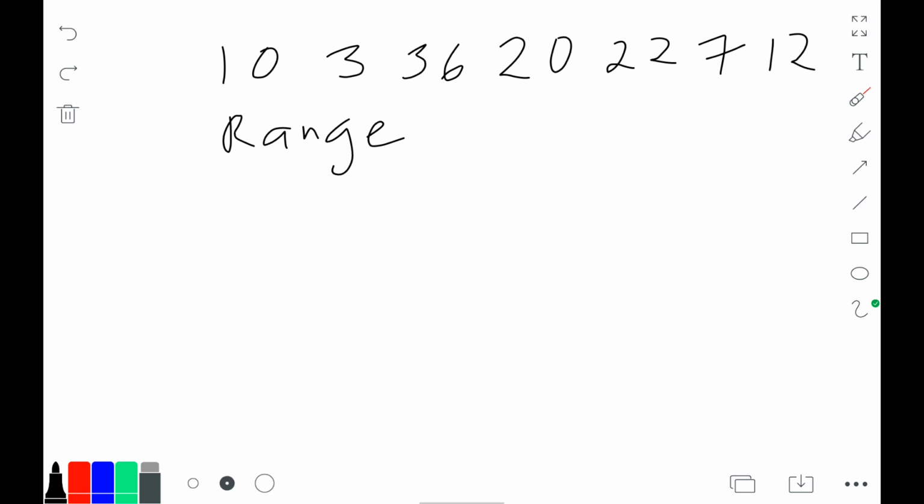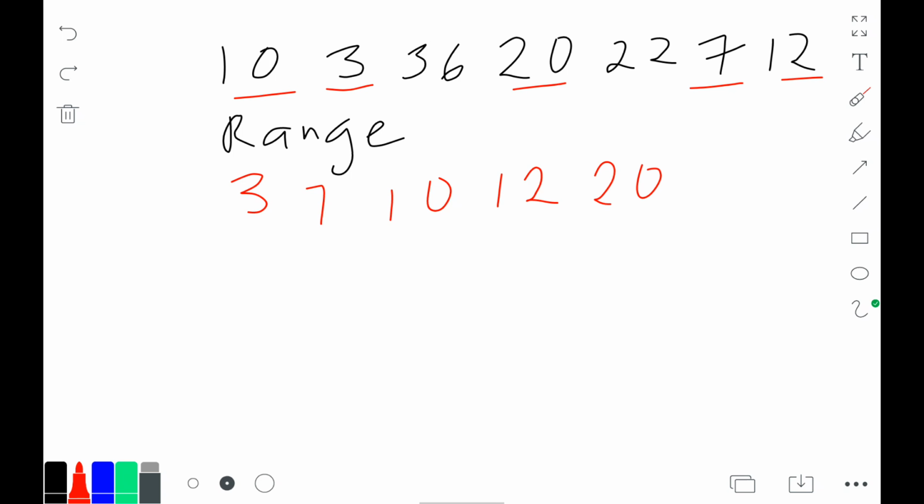If we check our data here, let me use the red pen, you will see that the smallest number is 3, followed by 7, then 10, then 12, then 20, then 22, and the last one is 36.